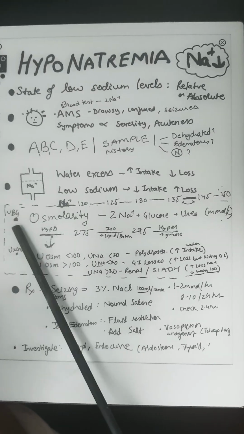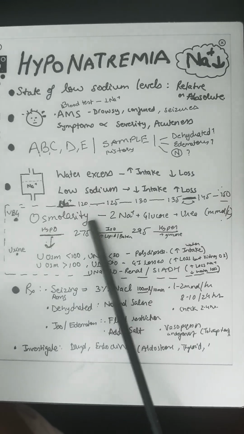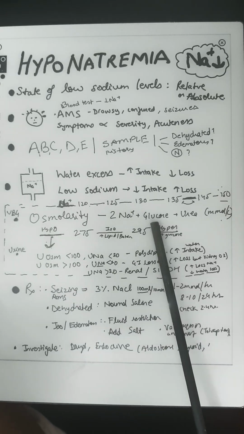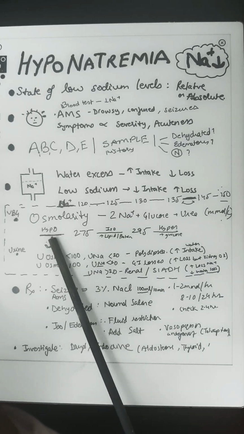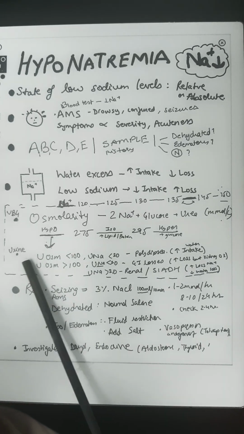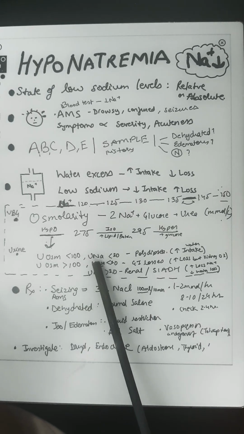Now, the next step is getting a blood gas and a urine sample and checking plasma osmolarity based on this formula: 2 times sodium, plus glucose plus urea, in millimoles per liter. If less than 275, it is hypoosmolar. And then on the urine, you check urine osmolarity and urine sodium.